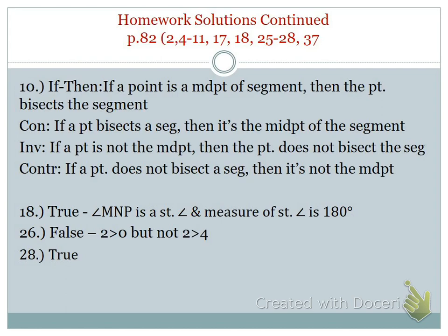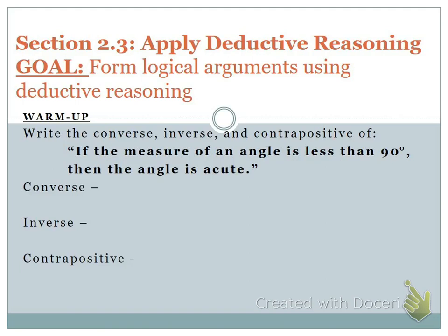All right, let's jump into today. We are covering section 2.3, apply deductive reasoning. So our goal or objective is to form logical arguments using deductive reasoning. For our warm-up, we are again going to write a converse, inverse, and contrapositive for this statement. If the measure of an angle is less than 90 degrees, then the angle is acute. So we need the converse, inverse, and contrapositive. So get going on writing those down. I will put up the answers in just a minute or two.